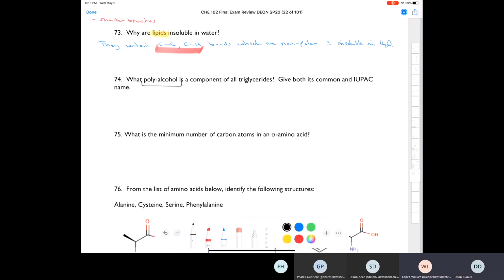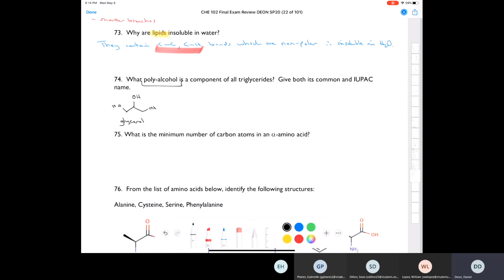Is it glycerol? Yep. Just glycerol. I didn't mean anything fancier than that. But, you know, it's a polyalcohol, right? Because it's got more than one alcohol in it. So thanks, Will. The answer is glycerol.